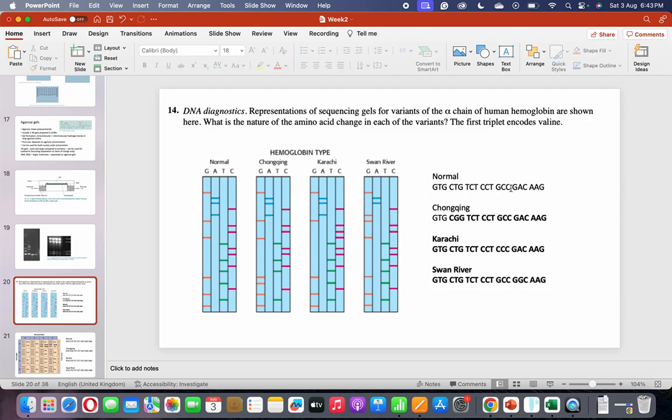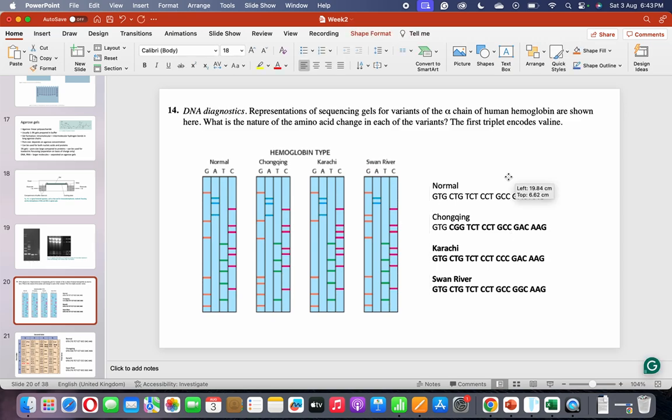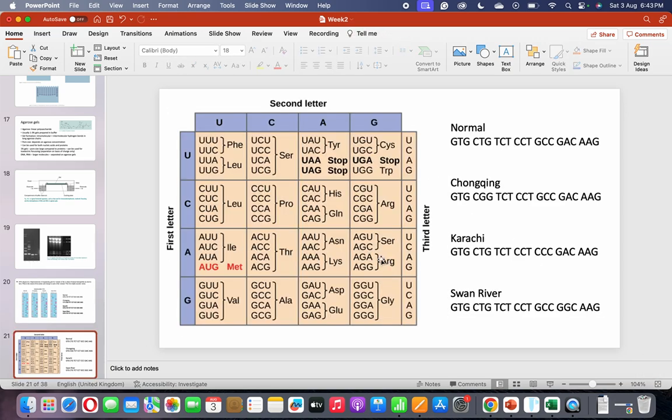Okay, so here we have read the sequence of some region of the hemoglobin gene for each of these four variants. So now I think it's very obvious that there's one mutation here. The Karachi mutant has one mutation here. Swan River has one mutation here, right? And if you want, we can try and see what this mutation is.